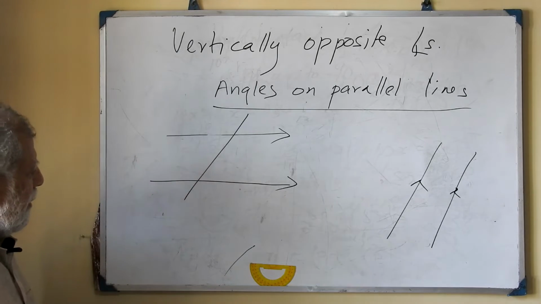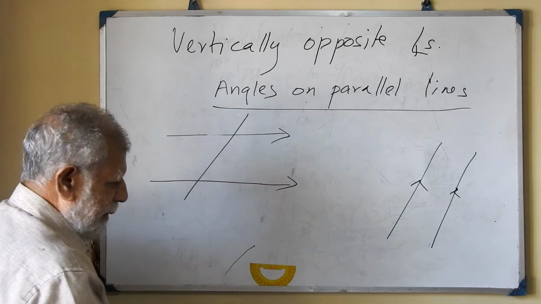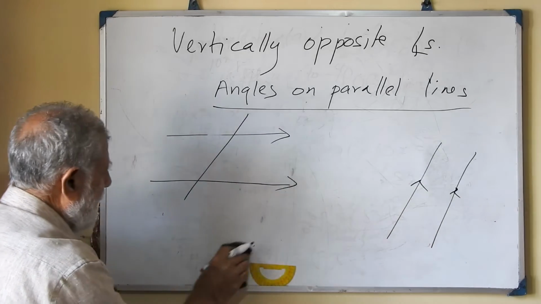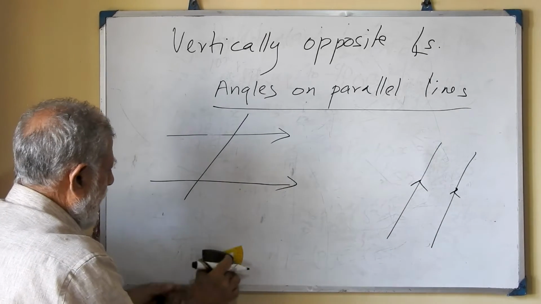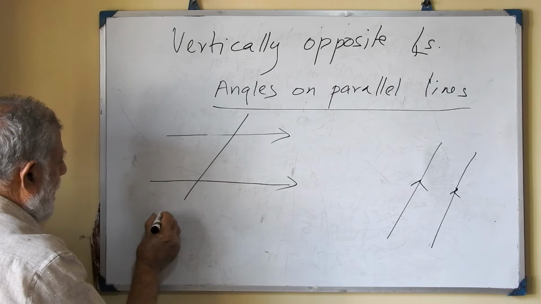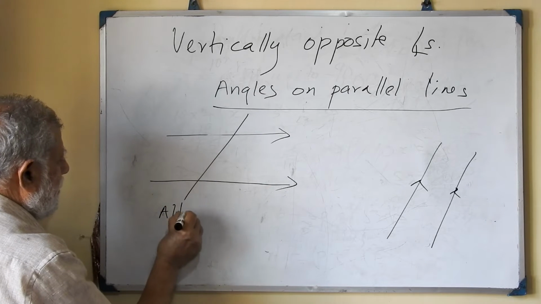Now on parallel lines, when we observe more carefully, you will notice that there are other types of angles. First of all, we have what you call alternate angles.